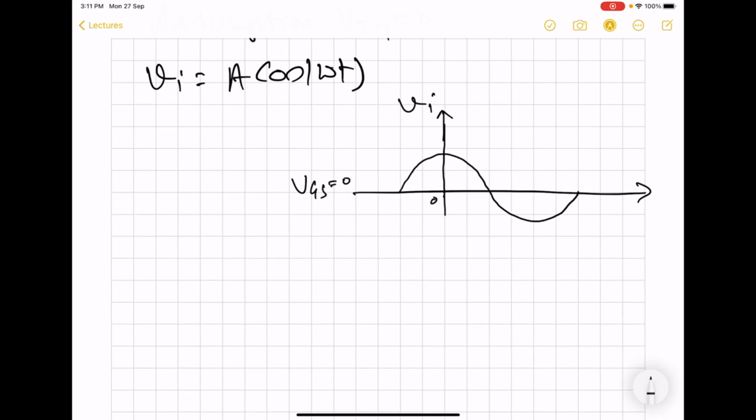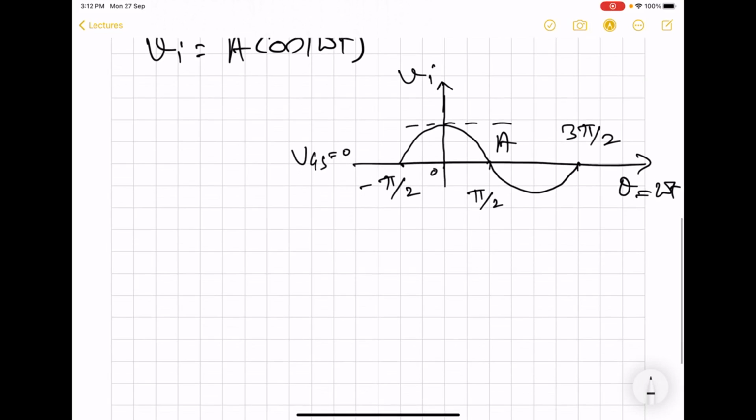Like this. So it starts from -pi/2 and it is positive till pi/2 and then negative till 3pi/2, and this is the amplitude of the input. So in this case, MOS is going to be on for the first half, which is from -pi/2 to pi/2, and it is going to be off.